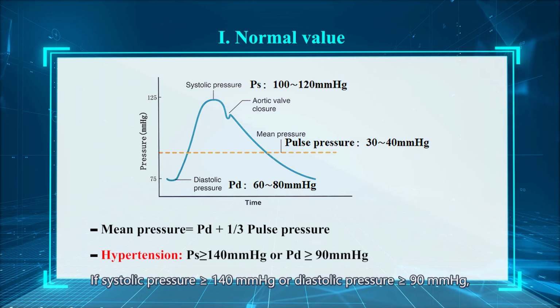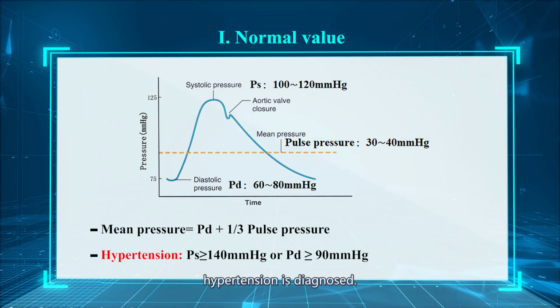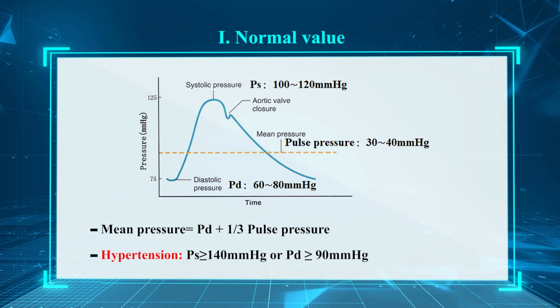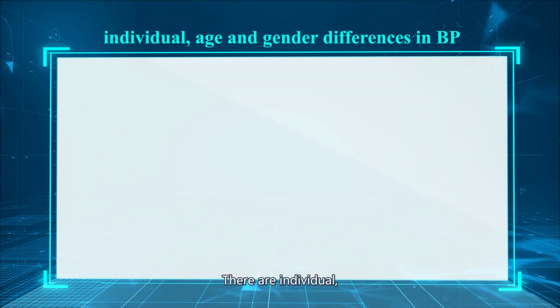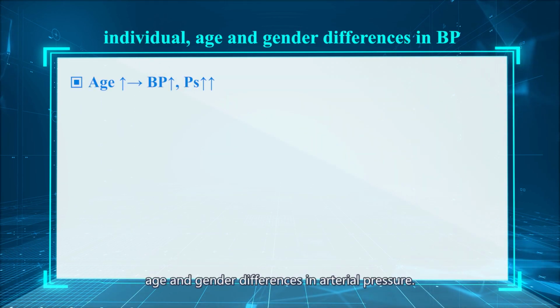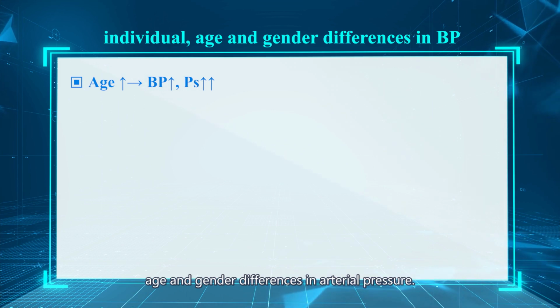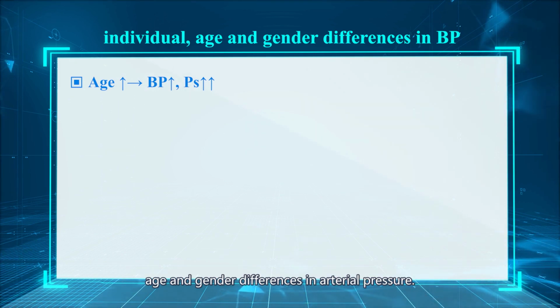If systolic pressure is higher than 140 mm mercury, or diastolic pressure is higher than 80 mm mercury, hypertension is diagnosed. There are individual age and gender differences in arterial pressure.